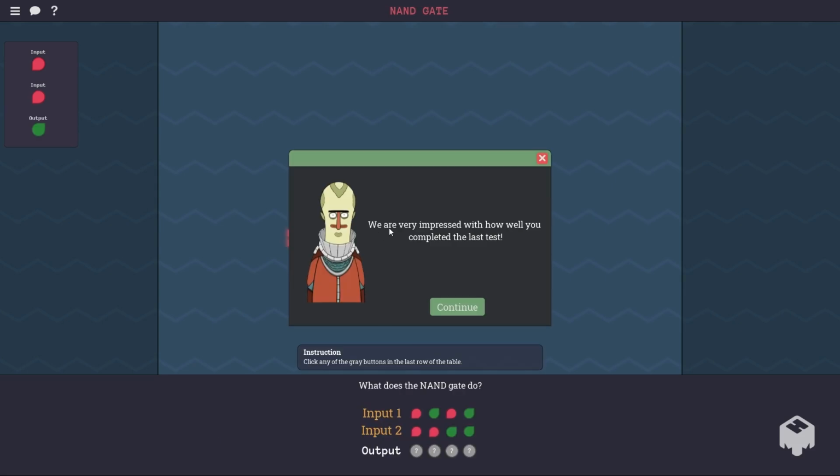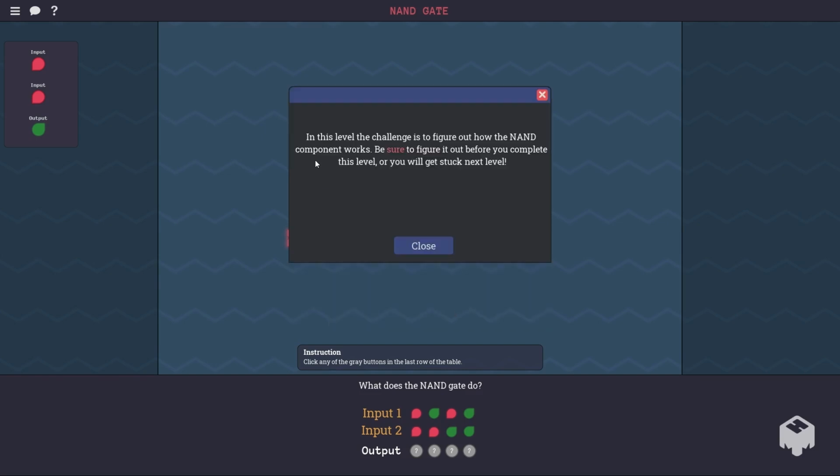We are very impressed with how well you completed the last test. We have decided you are probably not a plant. In this level, the challenge is to figure out how the NAND component works. Be sure to figure it out before you complete this level, or you will get stuck next level.